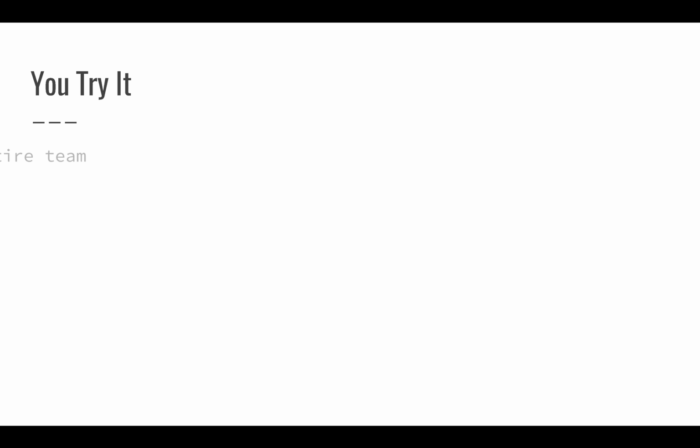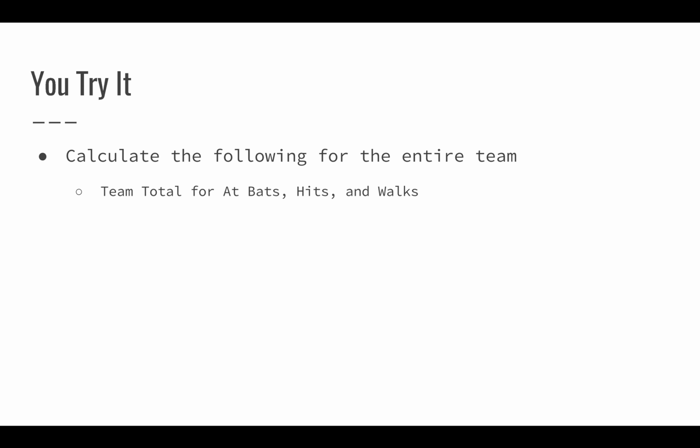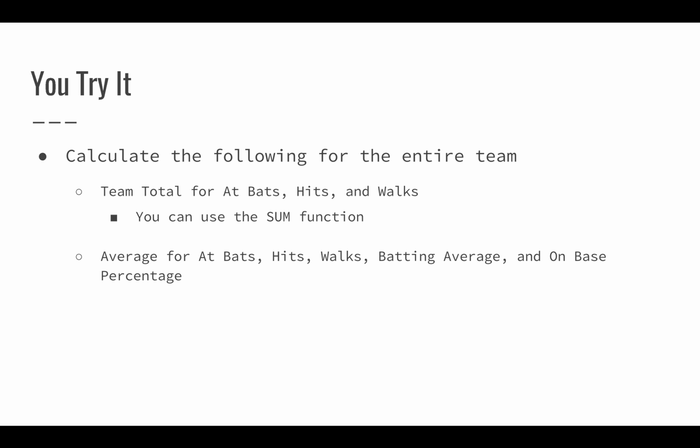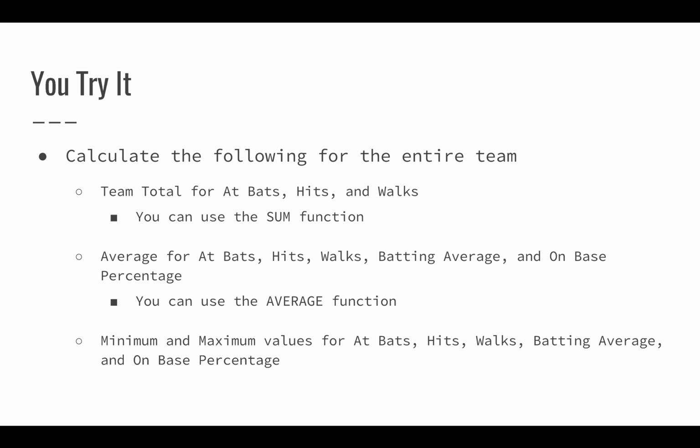Once you've done that, create a few calculations for the entire team. The team total for at-bats, hits, and walks, you can just use the sum function. The average for at-bats, hits, walks, batting average, and on-base percentage, you can just use the average function for this. And the minimum and maximum values for at-bats, hits, walks, batting average, and on-base percentage, and you can use the min and max functions for this.